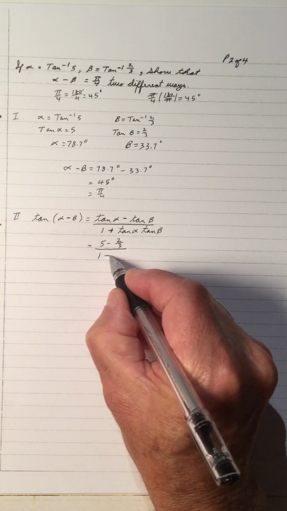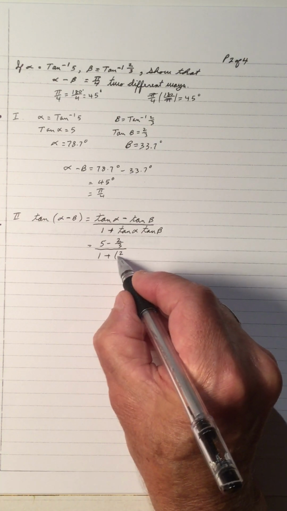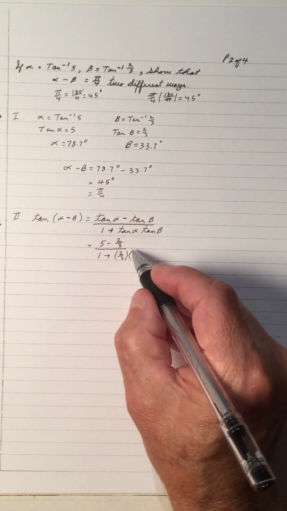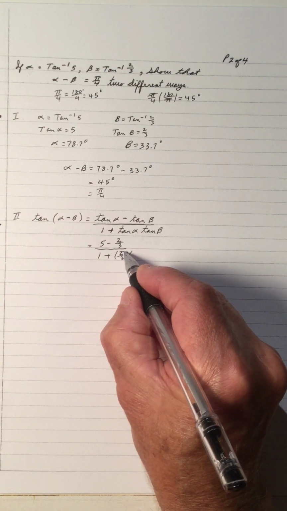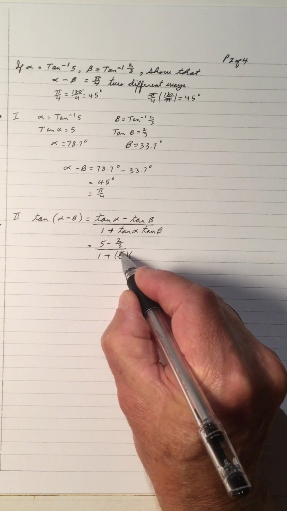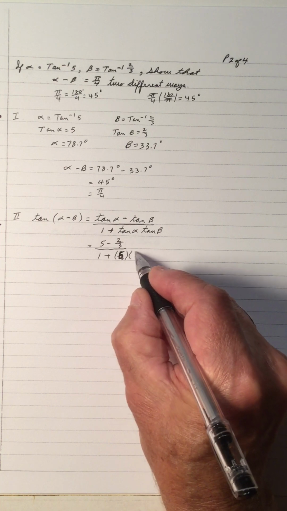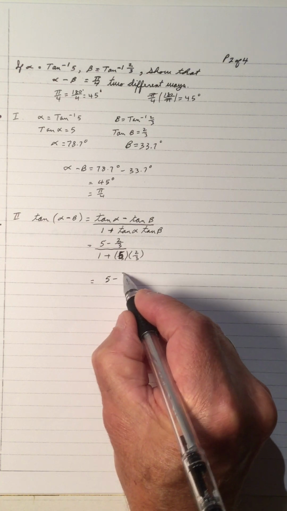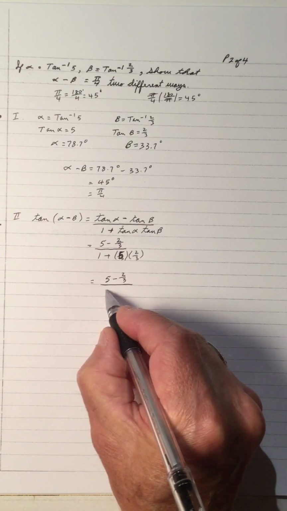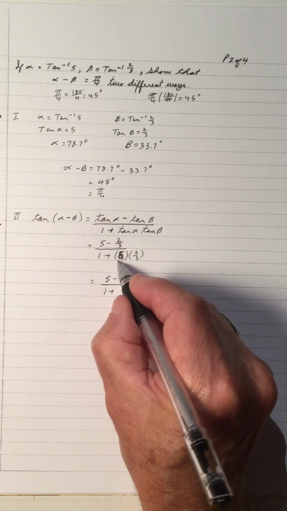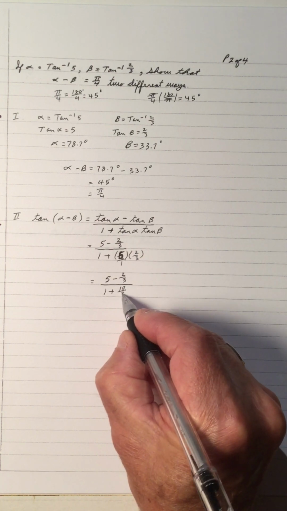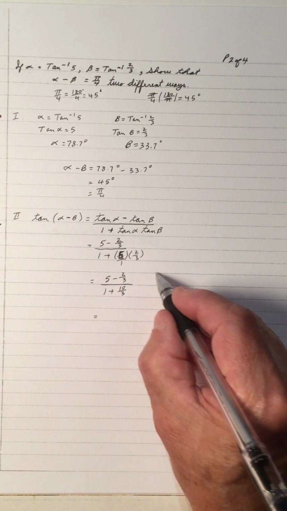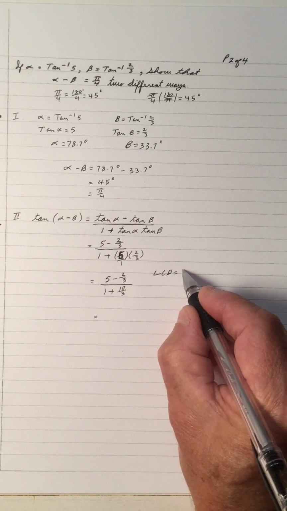So that's 5 minus 2/3 over 1 plus tan of alpha, which is 5, times the tan of beta, which is 2/3. Better be careful. Make sure. And we simplify that. So let's simplify the numerator and denominator first. We multiply these two: 5 over 1 times 2/3 gives us 10 over 3. This is a complex fraction, so the LCD for the numerator and denominator is 3.